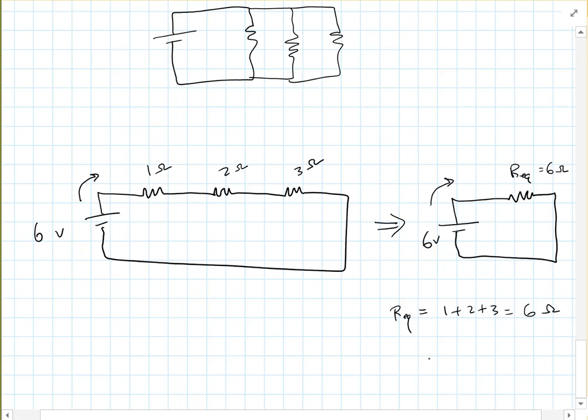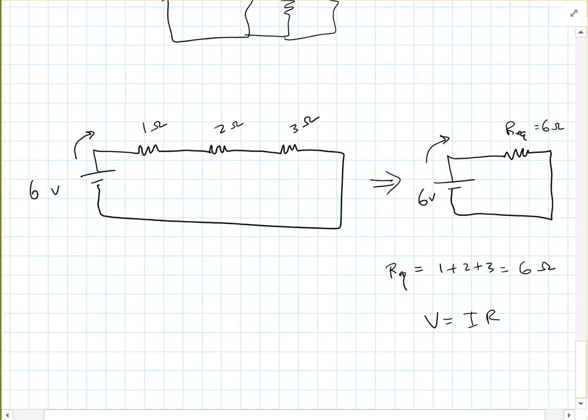So I know that V equals IR for a resistor. And I know that this resistor has 6 volts across it. And it's 6 ohms. So what's the current flowing? 1 amp. So from my equivalent circuit, I could figure out what the current is. And then I can go back and say, as far as the battery is concerned, it's flowing the same current in my series circuit. So this current has to equal 1 amp. So now I can go through and figure out what everything is.